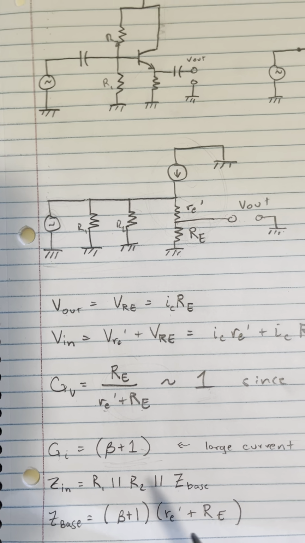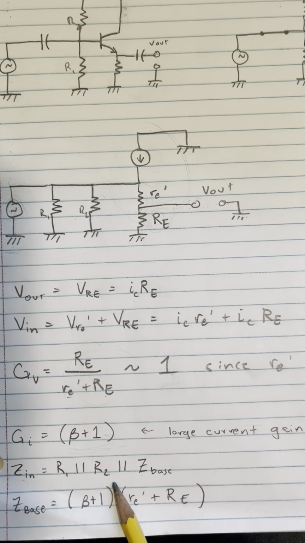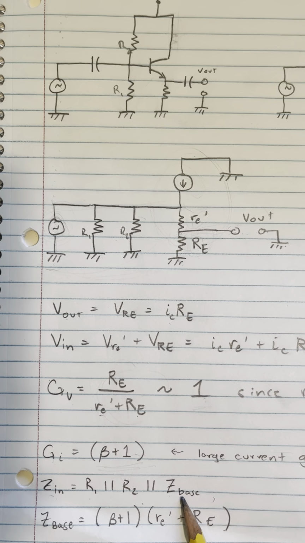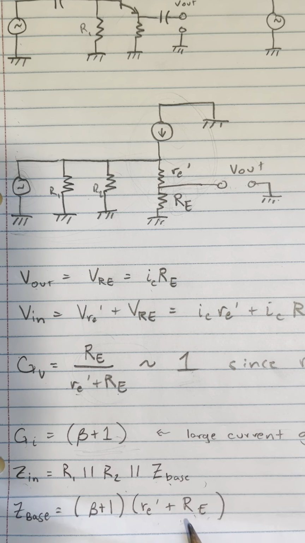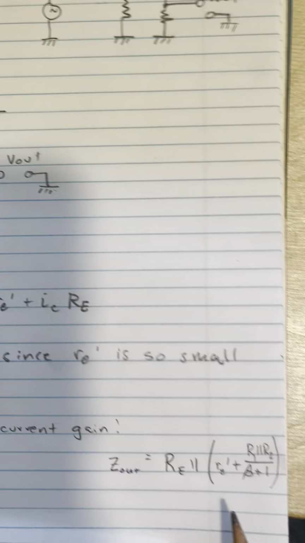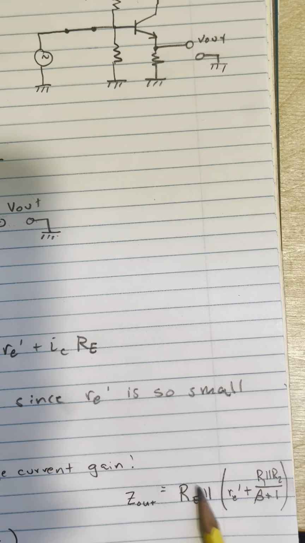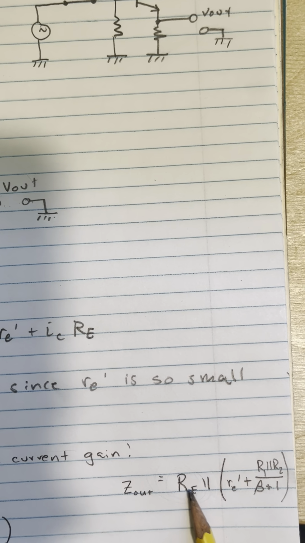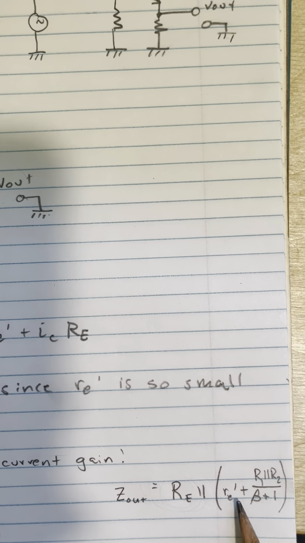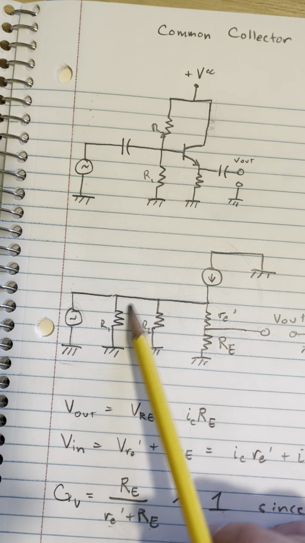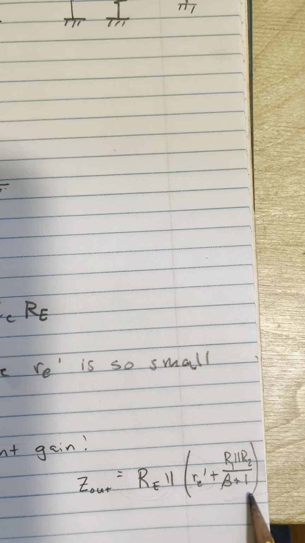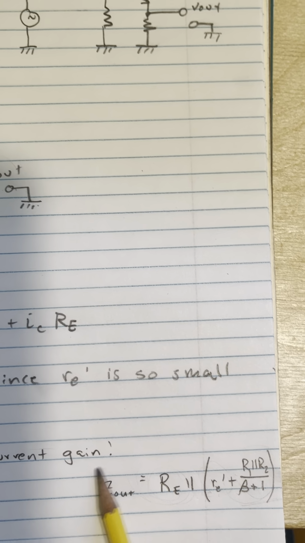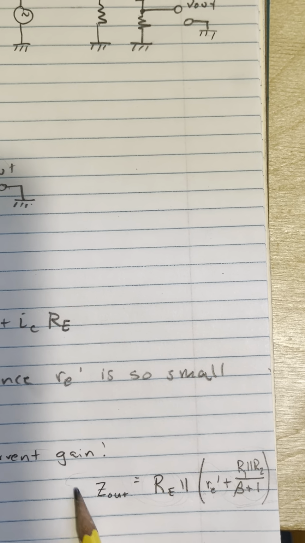aspect of this. So our input impedance, just as before, is R1 in parallel with R2 in parallel with Z base, where Z base this time is beta plus 1 times RE prime plus capital RE. And Z out is going to be the emitter resistor in parallel with RE prime, which is a small value, plus the effective parallel resistance of R1 and R2. And because we're crossing the transistor, it's divided by that factor of beta plus 1, which makes it very small. And that means that Z out in general is a very small value.